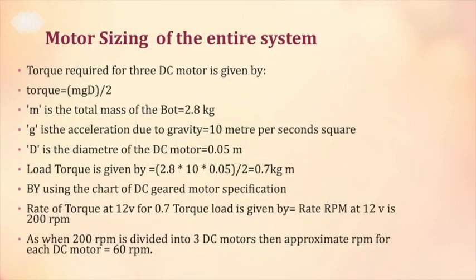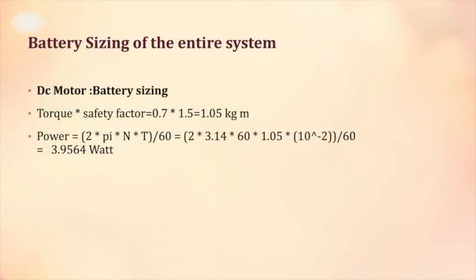Lastly, we have motor and battery sizing. So beginning with motor sizing, we have employed all the necessary formulae that were given to us, and we have arrived at a result that our subsystem requires 60 rpm motors. We use 6 of those, and they were the appropriate choice after arriving at the result. Lastly, we have battery sizing. After performing the calculations, it turns out that the power required would be 3.9564 watts for our entire bot.